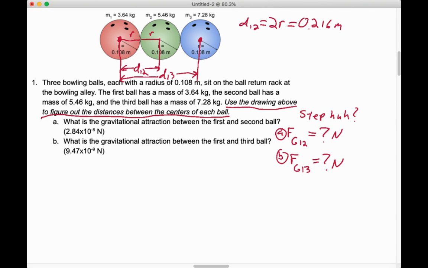So what is that distance going to be? Is it going to be 3 radiuses? No, it's not, because look, you have one radius from here to here, another radius from here to here, another radius from here to here, and then one more radius from here to here, which means D13 is actually equal to 4 of the radiuses of the bowling ball. So what is that distance going to be? 4 times 0.108 is going to give us 0.432.